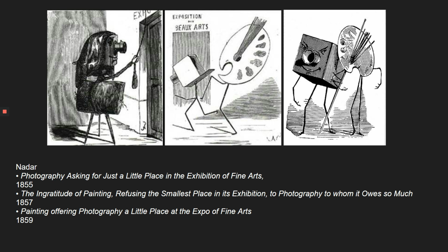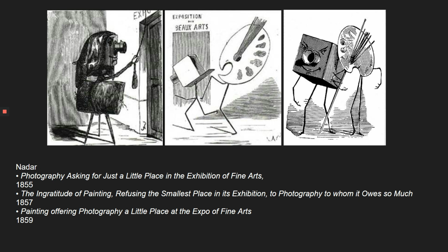Kind of makes sense. So we also discussed the first phase of art photography, referring more to mid-19th century, 1850s, 1860s, 1870s art photography, which was met with skepticism and qualified acceptance. And this is kind of illustrated by Nadar in his cartoons here, with photography asking for just a little place, the ingratitude of painting, and finally the qualified acceptance, right? Painting offers photography the smallest place.